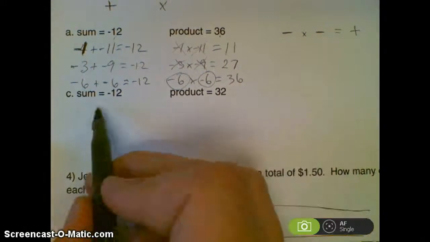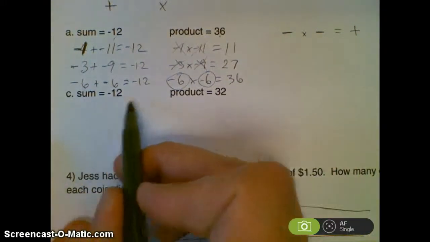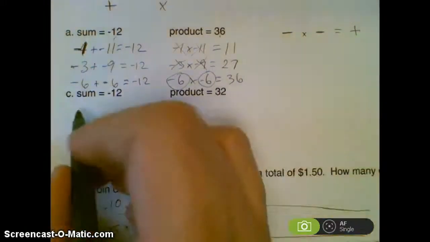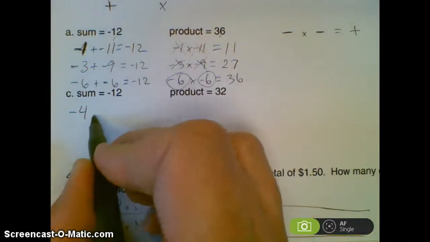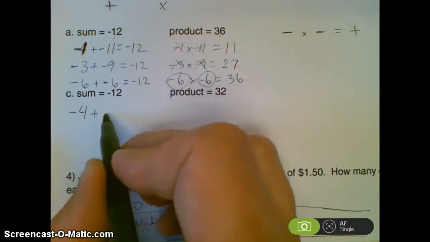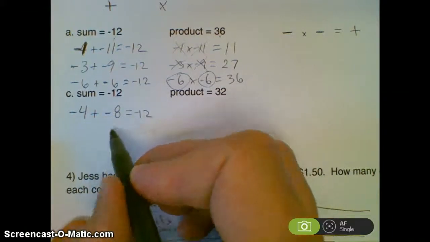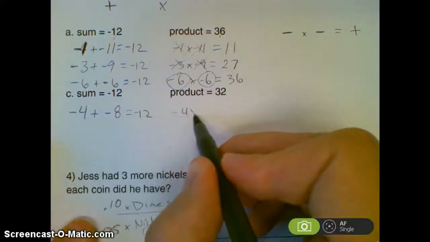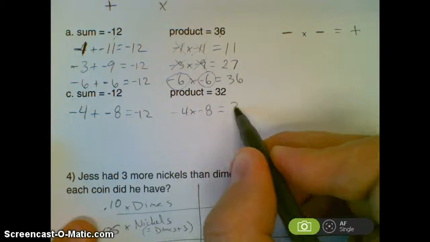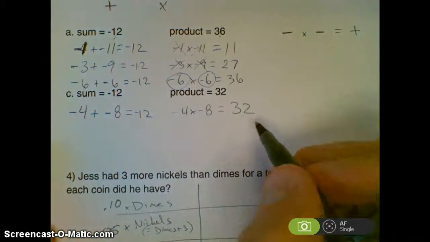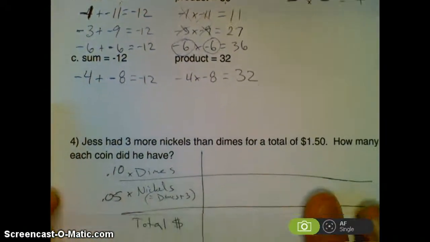Try part C here. The sum is negative 12 again. The product is 32. I haven't tried 4 yet, so I'll try negative 4 plus, and then negative 8 would equal negative 12. And then, let's see, negative 4 times negative 8 equals positive 32. There I go, first try. Now I'll do number 4 with you.